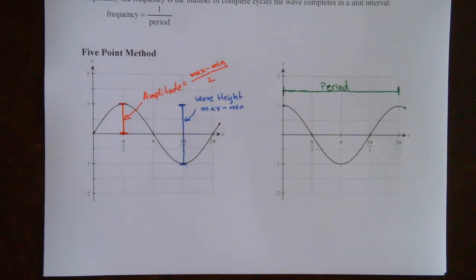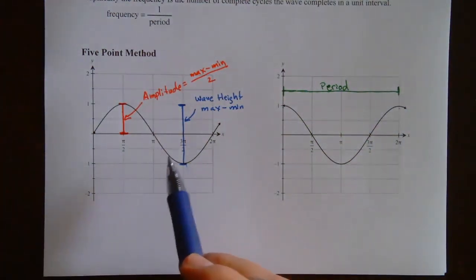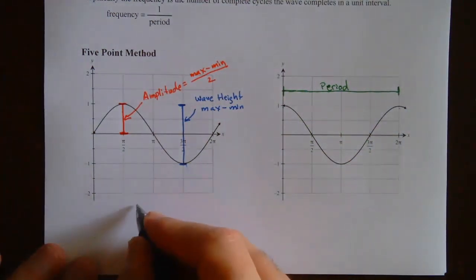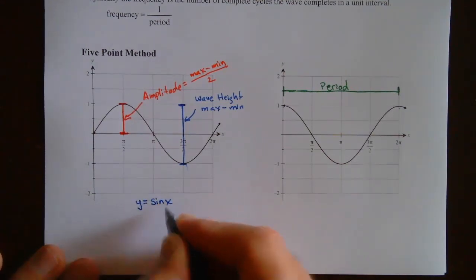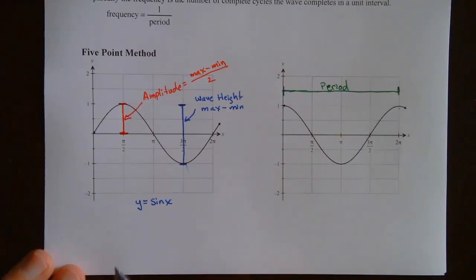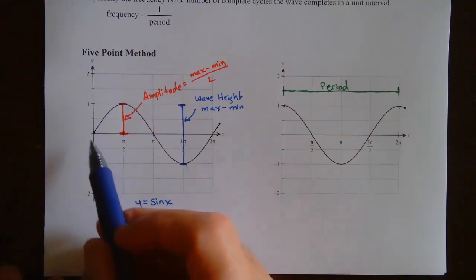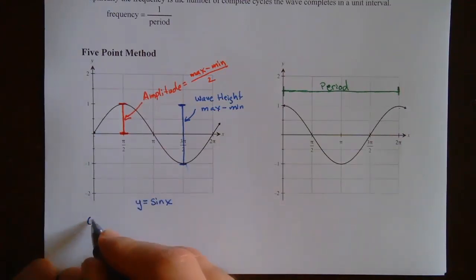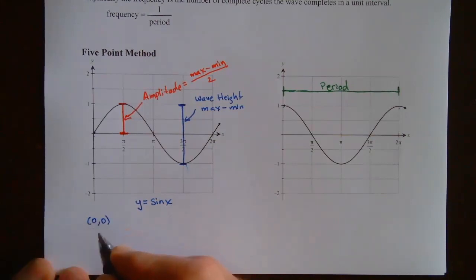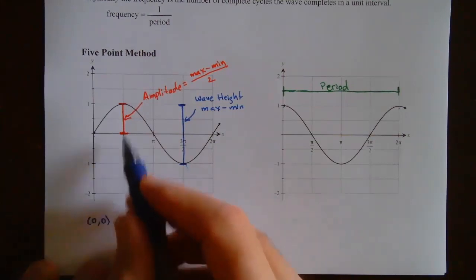Now hopefully you recognize this graph. This is the graph of y equals sine of x, and we're going to use 5 points. This is why I'm labeling it the 5-point method. It's these 5 points: 0, 0. We're going to use these 5 points to transform it. Pi over 2 comma 1.